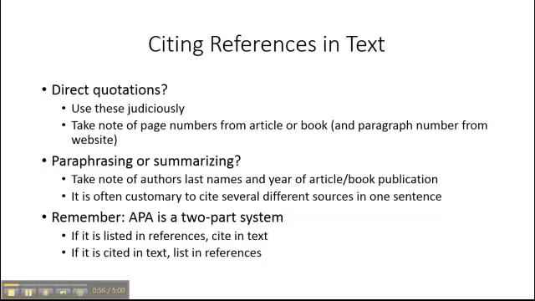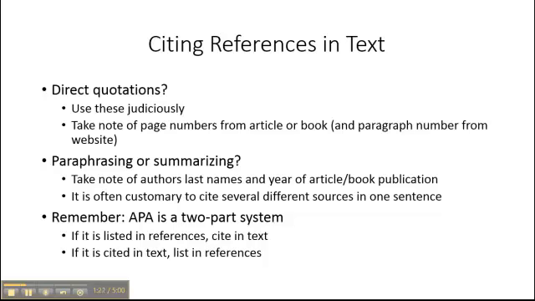Additionally, you might want to ask if it's better to paraphrase or summarize what an author has written, and that's usually the best decision to make when it comes to citing information in text. It's important then to take note of the authors' last names and the year of the article or the book publication, and it's often quite customary to cite several different sources in one sentence, and I'll show you what that looks like in just a few moments.